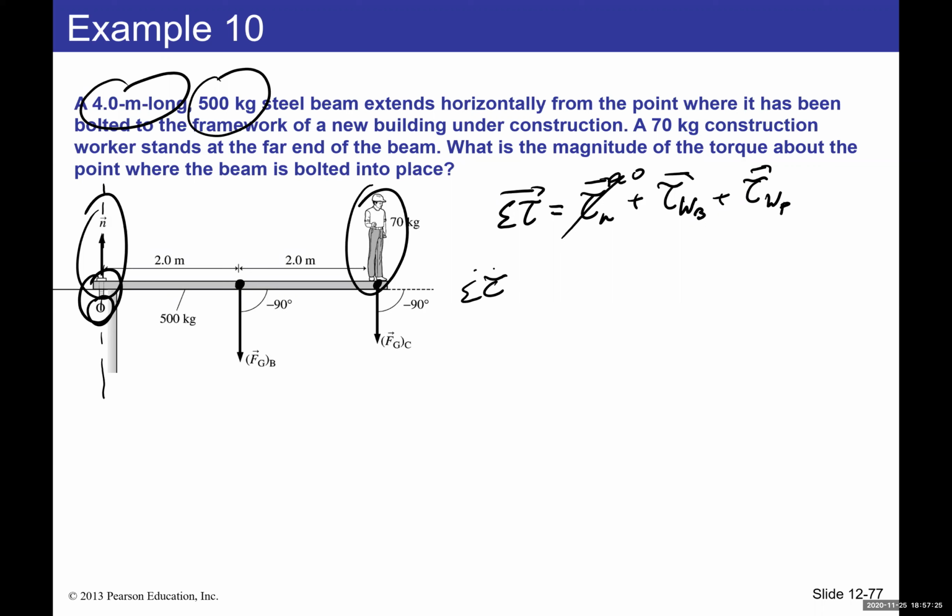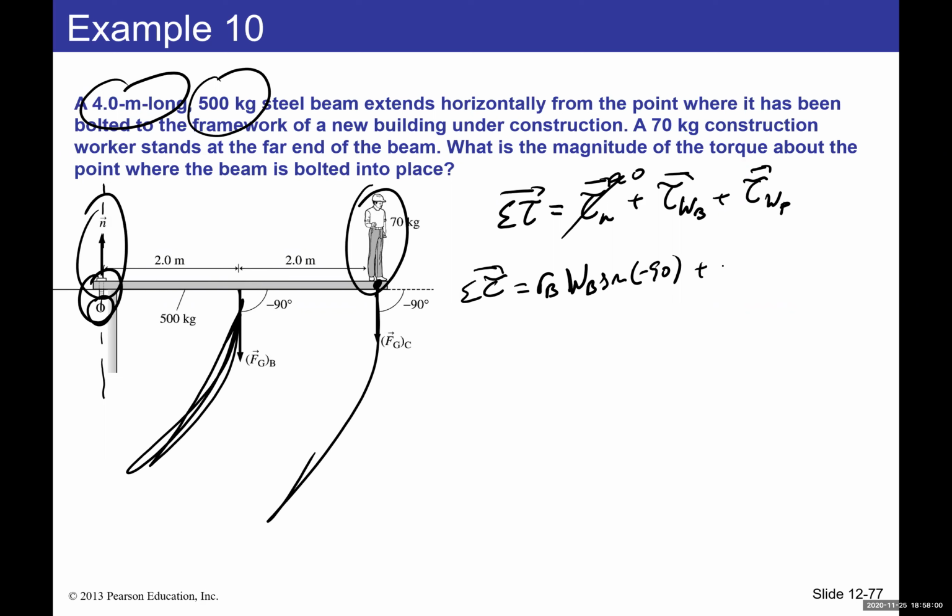Then my net torque is equal to, looking at the torque due to the weight of the beam, R of the beam times the weight of the beam, times sine of the angle. So sine of negative 90, or I can just put 90 and manually put the negative, because you can see it gives you clockwise. And then plus R of the person times the weight of the person, times again sine of negative 90.